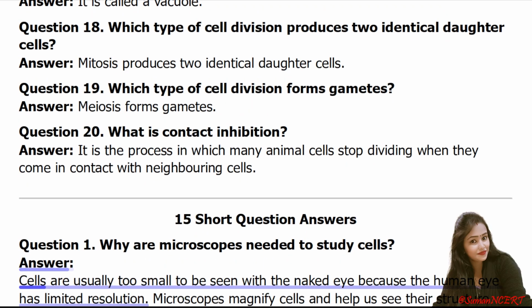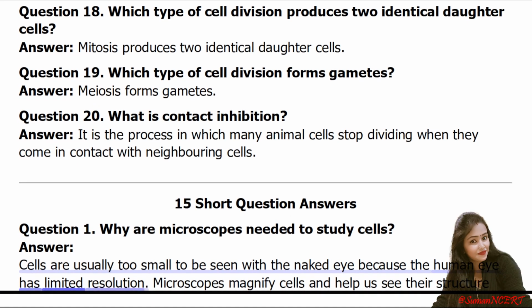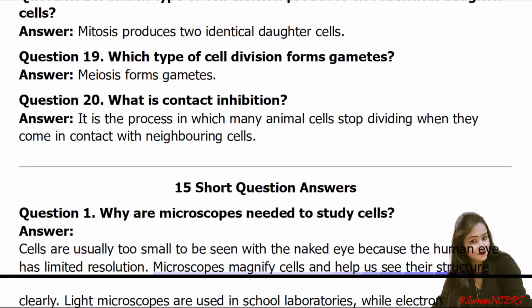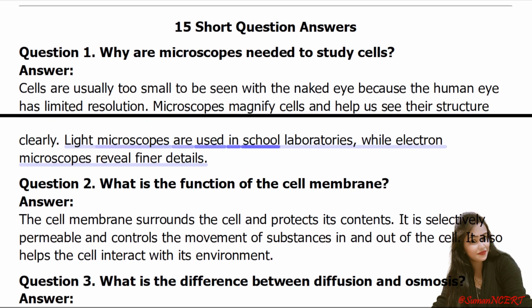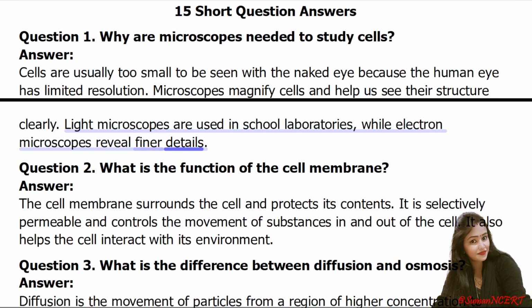Answer: Cells are usually too small to be seen with the naked eye because the human eye has limited resolution. Microscopes magnify cells and help us see their structure clearly. Light microscopes are used in school laboratories, while electron microscopes reveal finer details.